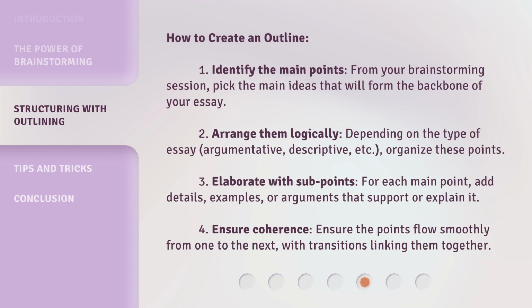How to create an outline. 1. Identify the main points. From your brainstorming session, pick the main ideas that will form the backbone of your essay. 2. Arrange them logically, depending on the type of essay, argumentative, descriptive, etc. Organize these points. 3. Elaborate with subpoints. For each main point, add details, examples, or arguments that support or explain it. 4. Ensure coherence. Ensure the points flow smoothly from one to the next, with transitions linking them together.